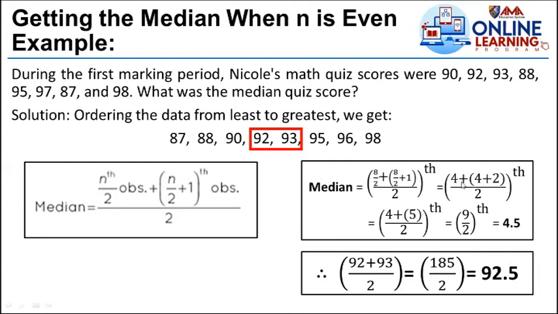So we have 8 elements or observations. 8 all over 2 is 4. 8 all over 2 is 4. So this one is a typographical error. So dapat 1 po ito, no? So if we're going to simplify that one, we have 4. 4 plus 1, we have 5 divided by 2. 9 divided by 2, so we have 4.5 element. Okay? So with that, we're going to count 1, 2, 3, 4, 5. So between 92 and 93. So with that, we have 92 plus 93 divided by 2. 185 divided by 2 is equal to 92.5. That is our median.